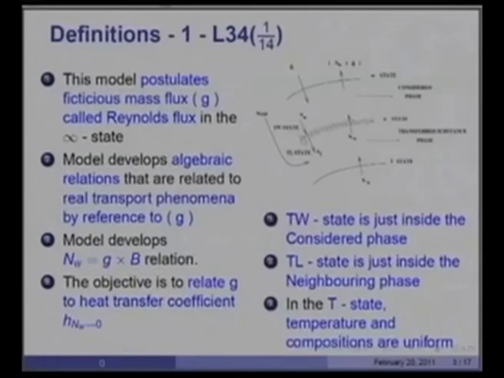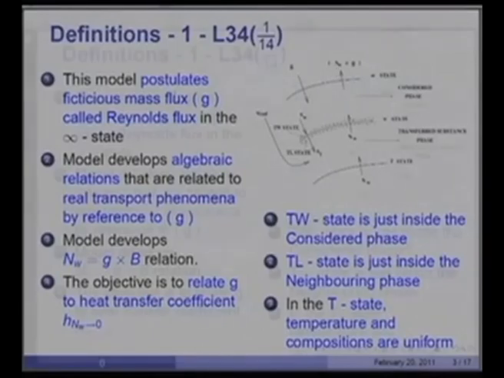I am now going to define the Reynolds flow model. As you recall, this is the interface, this is the considered phase to which the mass transfer NW is taking place. This is the transfer substance phase from where the mass transfer is taking place to the considered phase, and this is the infinity state, which is far away from the interface in the considered phase.